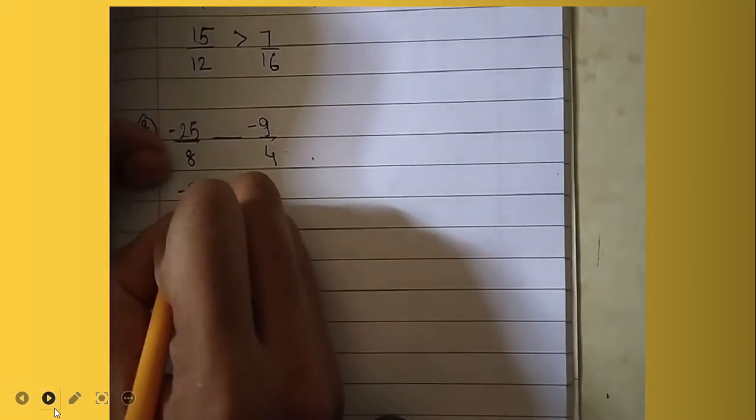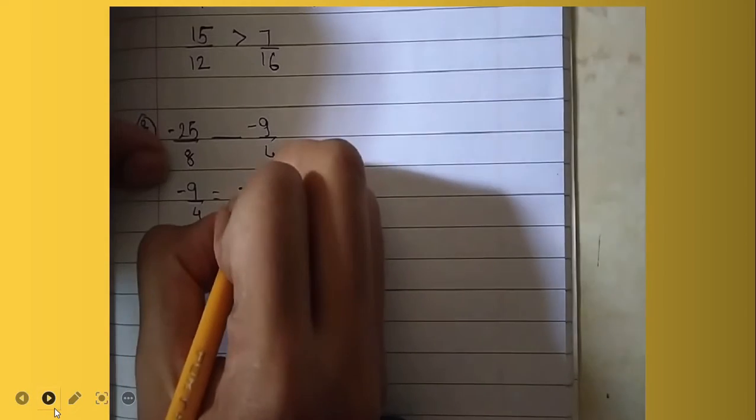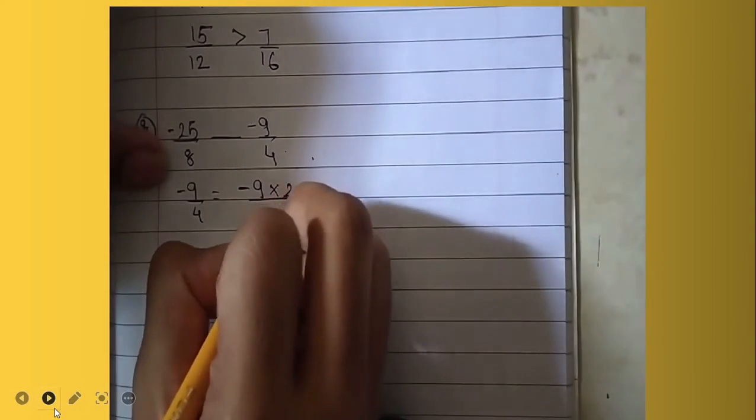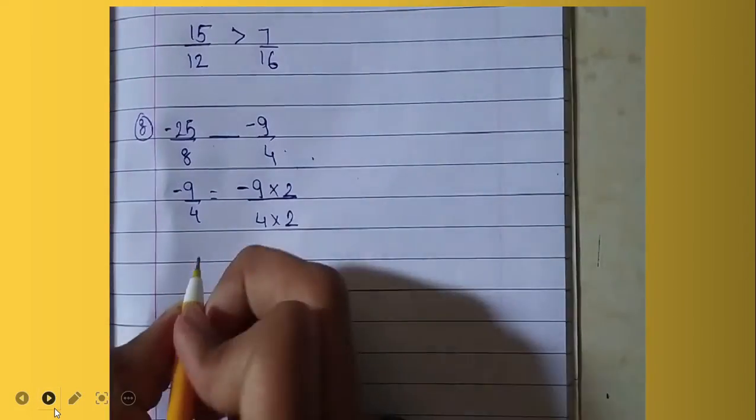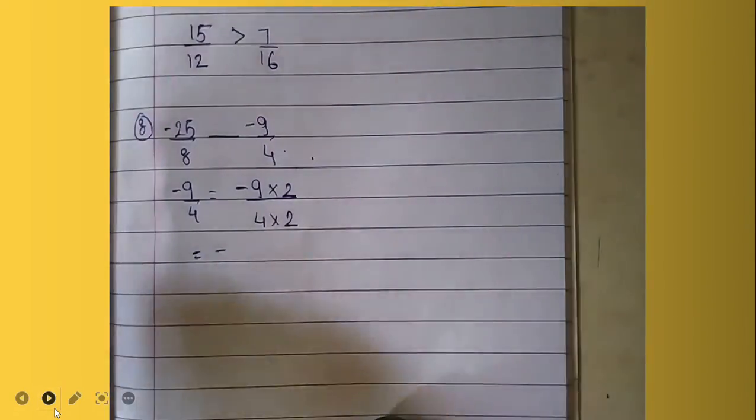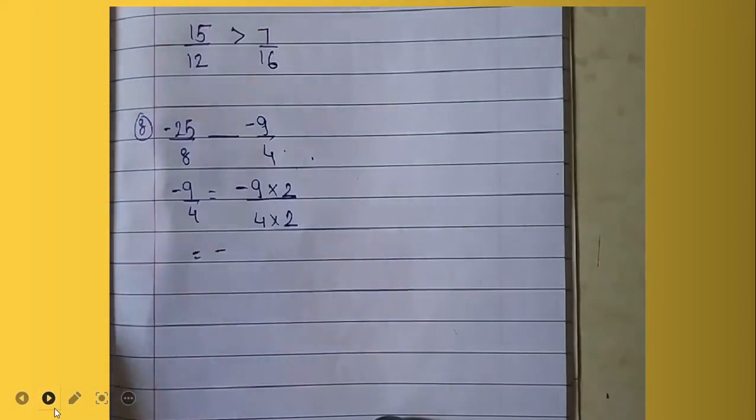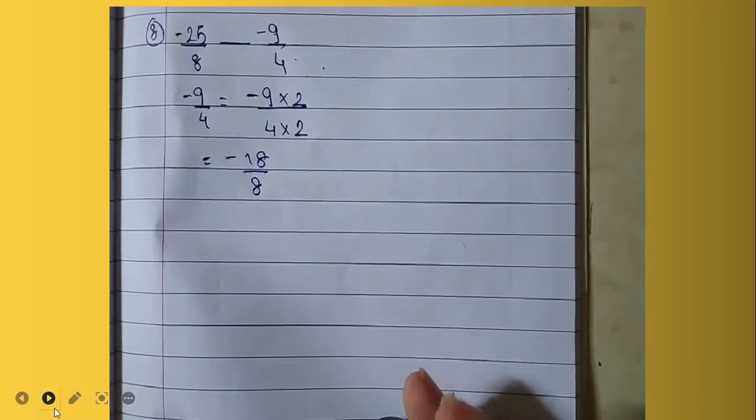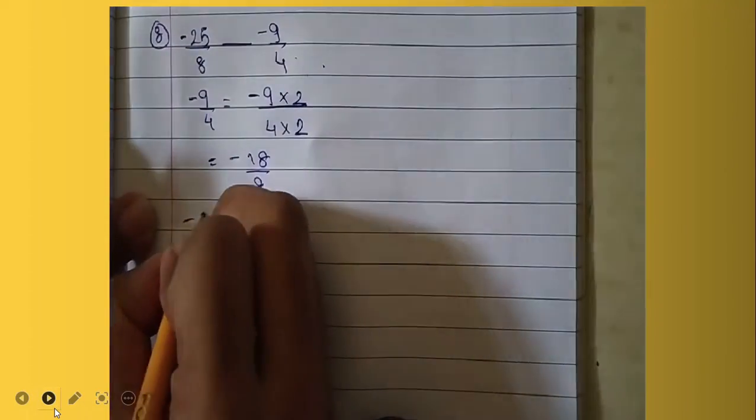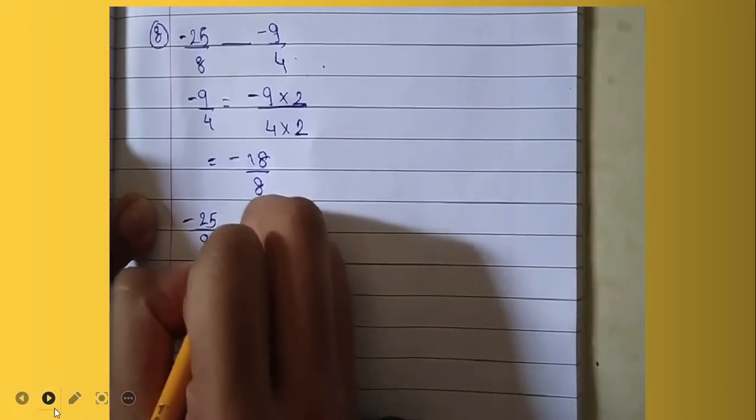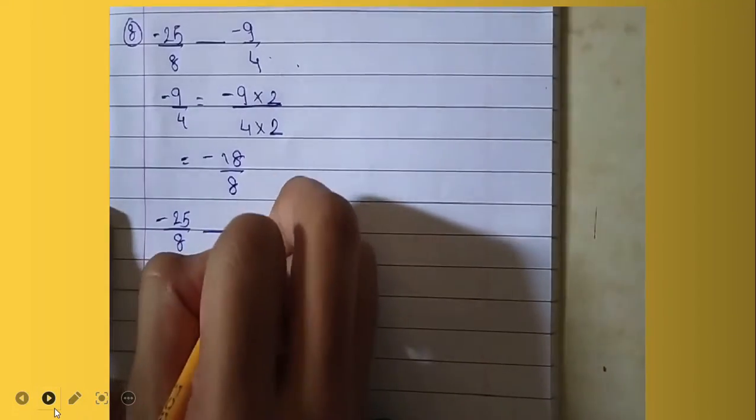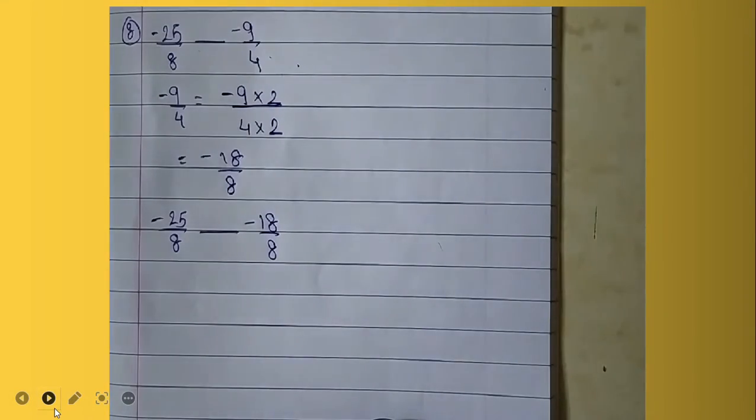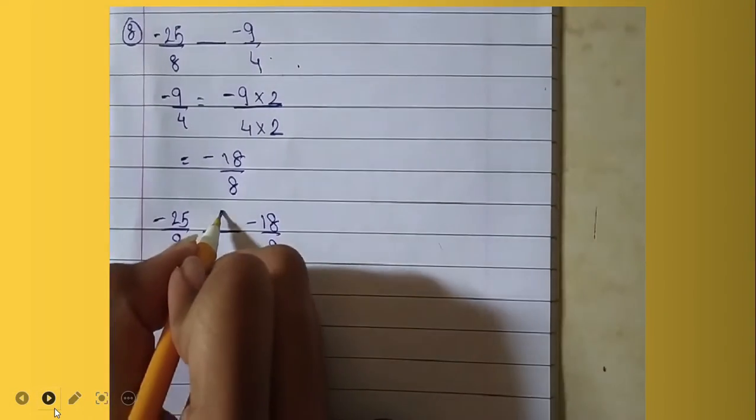So minus 9 upon 4 is equal to minus 9 into 2 upon 4 into 2. Okay, so we are going to get the answer as minus 18, plus into minus is minus. So minus 18 upon 8. The numbers we are getting are minus 25 upon 8 dash minus 18 upon 8. Yes, so minus 18 upon 8 is greater because it comes first on the number line.